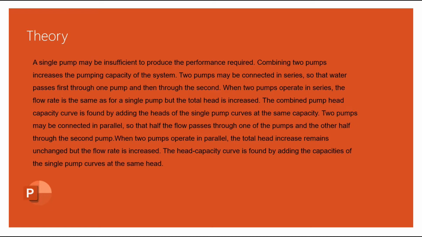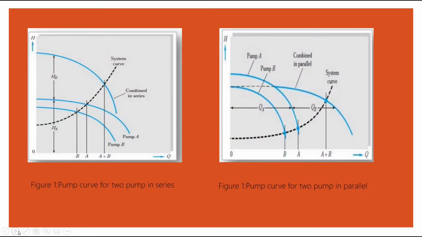The combined pump head capacity curve is found by adding the heads of the single pump curves at the same capacity. Two pumps may be connected in parallel, so that half the flow passes through one of the pumps and the other half through the second pump. When two pumps operate in parallel, the total head increase remains unchanged, but the flow rate is increased. The head capacity curve is found by adding the capacities of the single pump curves at the same head. This is the difference between the series pump and the parallel pump.